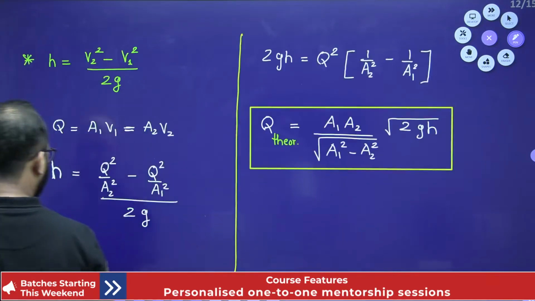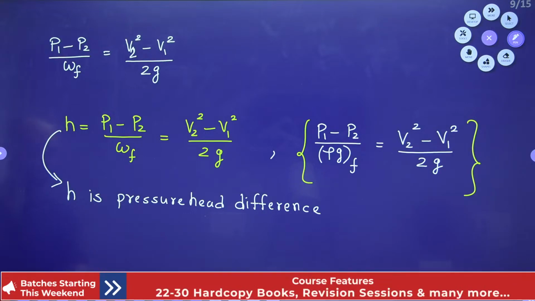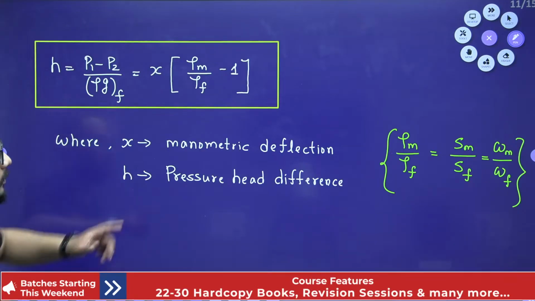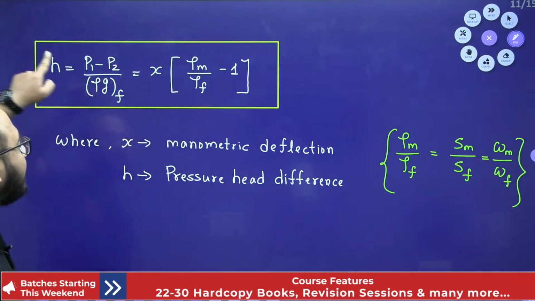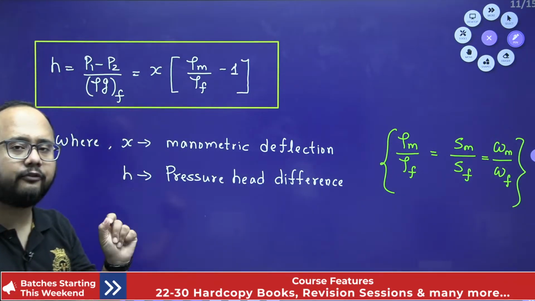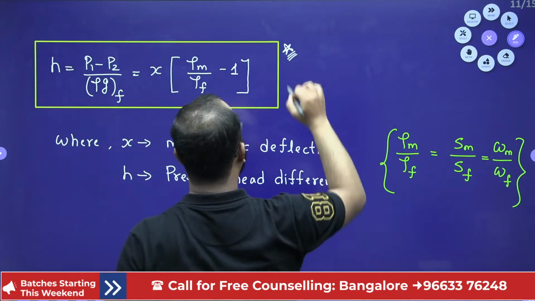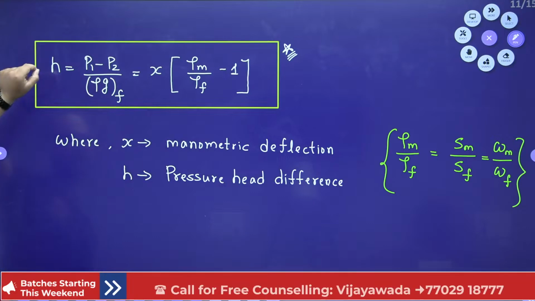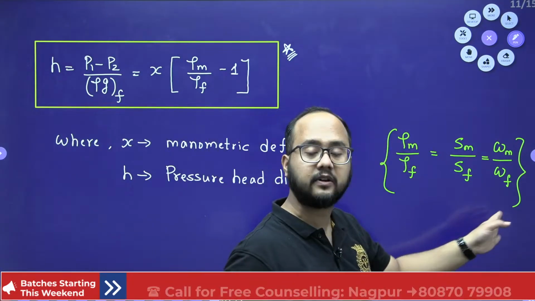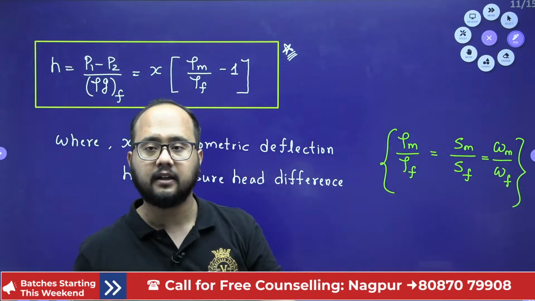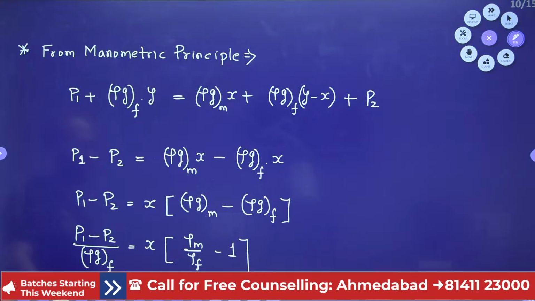Now see, all the formulas I hope you will remember, and this formula. With the help of manometric deflection, I will be able to calculate the pressure head difference. Very, very important formula, right? You should remember this one. And you should remember the ratio in terms of density, ratio in terms of specific gravity, ratio in terms of specific weight. All are equal only. So this relation I hope you will remember.